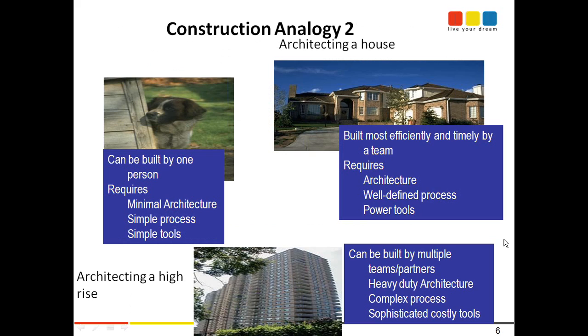Now let's look at another construction analogy. I have given 3 different scales of houses that can be constructed. The leftmost, the easy one, is a dog house. It can be built by one person, and it requires a minimal and simple process and simple tools. This is equivalent to trying to build a simple application, isn't it?